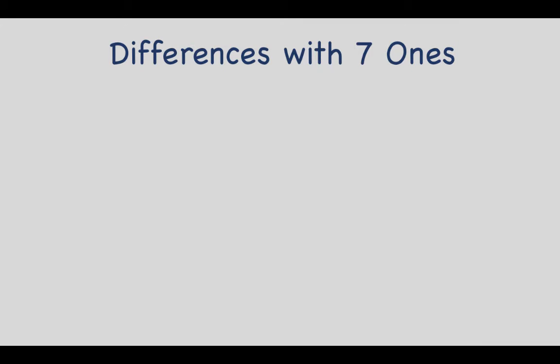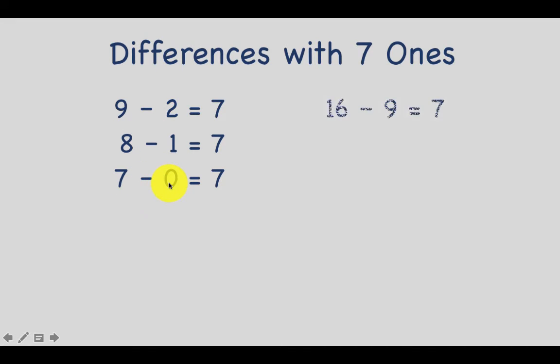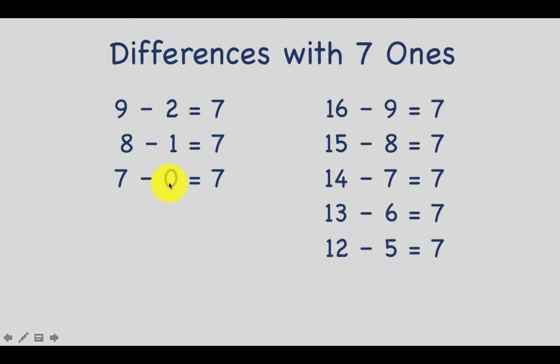Let's begin by listing them. First, let's show the ways of obtaining 7 ones without regrouping. In each of these cases, the minuend is 7 larger than the subtrahend. Now, let's show the ways of obtaining 7 ones with regrouping. In each one of these cases, the subtrahend is 3 larger than the minuend. This is because 7 makes 10 with 3.